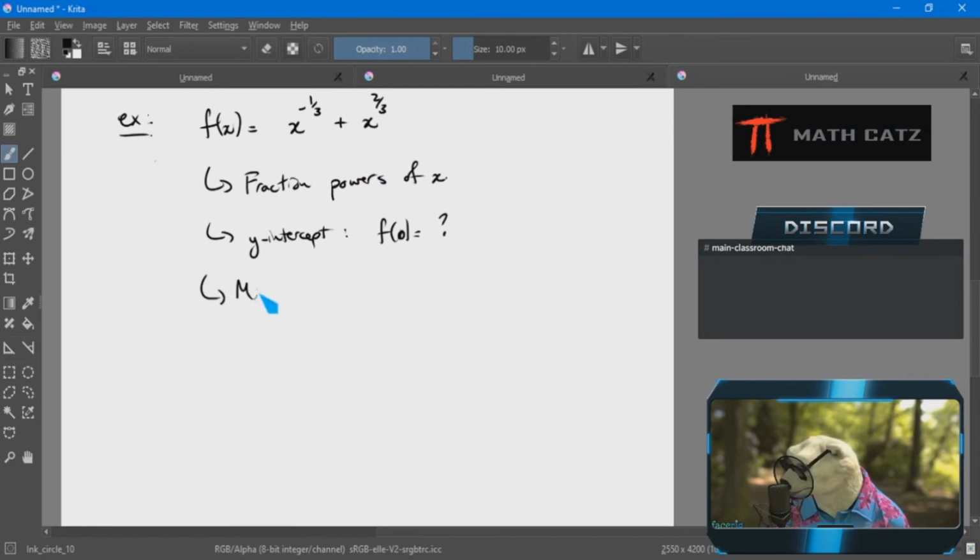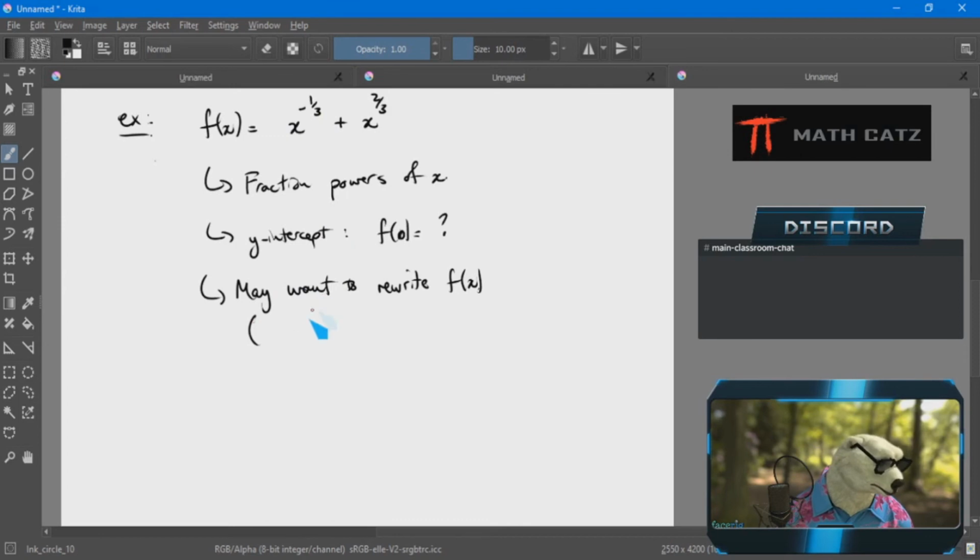I'll say here, I may want to rewrite this? May, because it's not essential. It's a choice that I'm making. And in my experience, it's a good choice. How do I do it for these kinds of functions? Here is the rule of thumb. The rule of thumb. It's not a rule. It's just going to be a handy attempt that will almost always work.